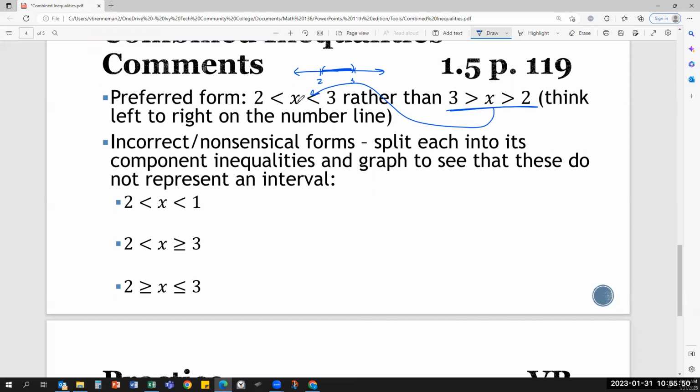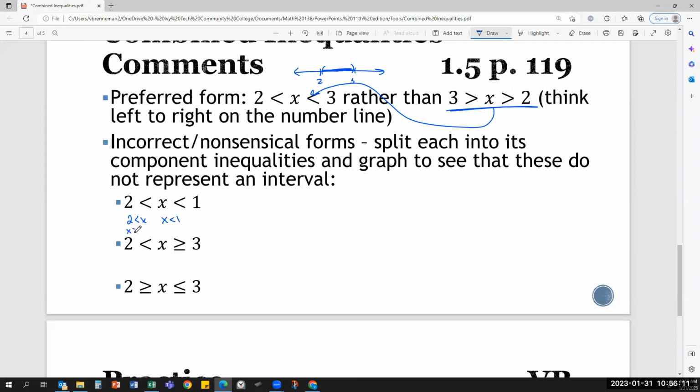And then we have some forms that just flat out don't work, that shouldn't be a combined inequality at all. So 2 is less than X is less than 1. If I split that, we have 2 is less than X and X is less than 1. Notice 2 is not in fact less than 1. So already this kind of breaks.